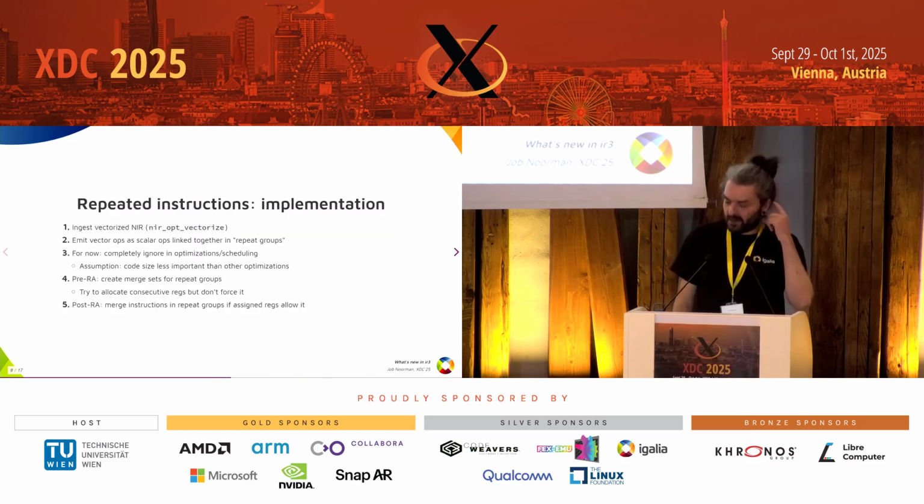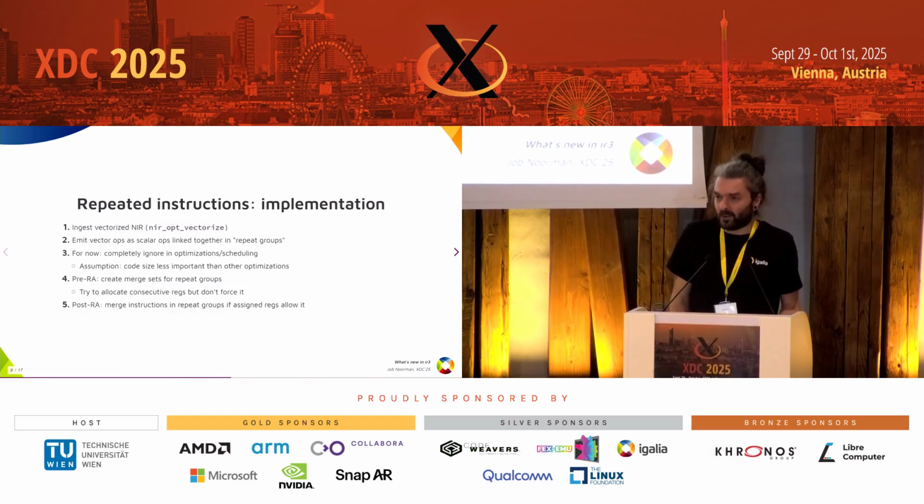Well, first off, we want to make sure that this doesn't interfere with any existing scalar optimizations. Because it doesn't have an actual runtime benefit, we would prefer to keep the other optimizations where possible. The way that we do this is that we do everything in NIR as we were doing before in a scalarized version. All the way at the end, we vectorize it, and that's the way that we ingest it into ir3. But then once we do instruction selection in ir3, we select it again as scalar instructions. And the only thing we do is add them together in a repeat group, so that we can later easily recognize them.